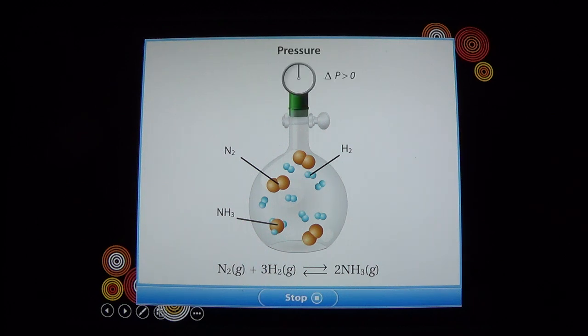A change in pressure affects only equilibrium systems in which gases are involved. If the pressure of a system is increased, the equilibrium will shift to favor the reaction that produces the fewest moles of gas. This action will reduce the total pressure of the system. In this example, more ammonia is produced to reduce the pressure on the system.